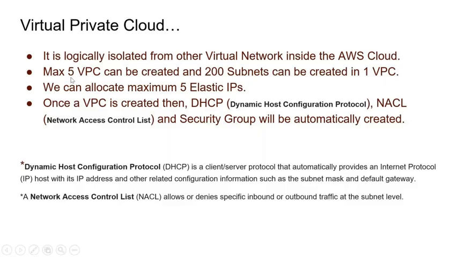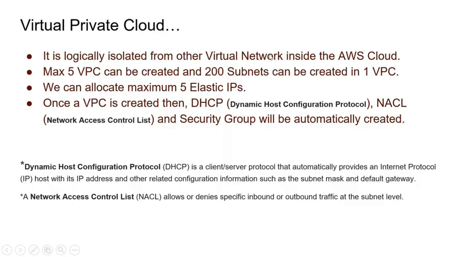A maximum of 5 VPCs can be created, and 200 subnets can be created in one VPC. So when you create an AWS account, in one account you can create 5 VPCs, 5 logical data centers, and in each VPC you can create up to 200 subnets.